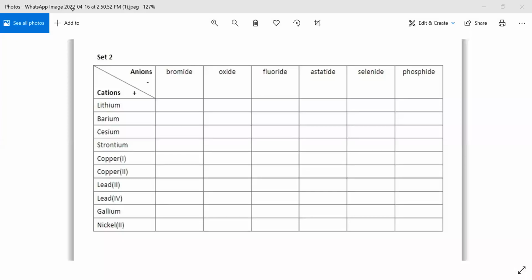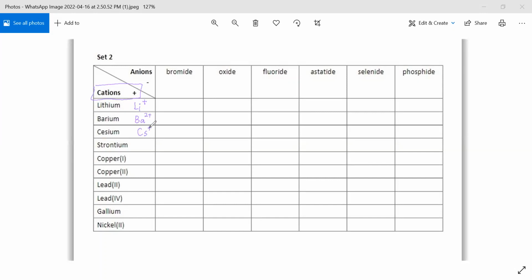Okay, so this is our next practice of writing chemical formulas. How are we going to write it? Let's talk about our cations first. What do we have? We have lithium, which belongs to group 1, Li plus, barium, which belongs to group 2, 2 plus, cesium, which also belongs to group 1, right?